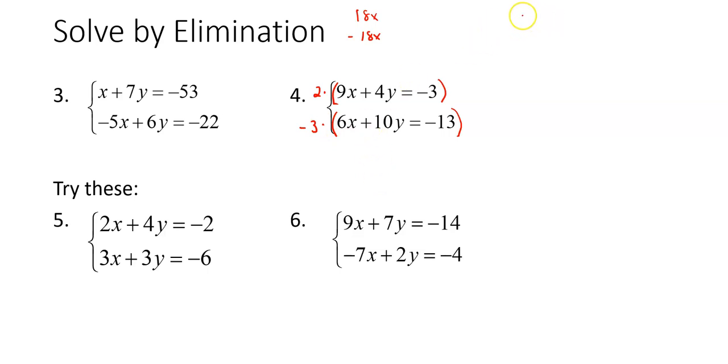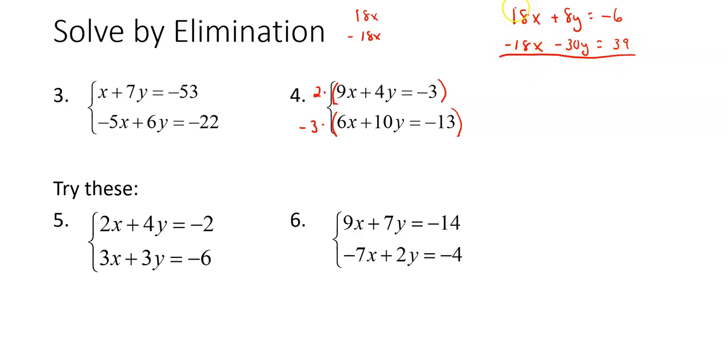So if I multiply the top row by 2, bottom row by negative 3, it looks like I'll get rid of my x's. So 2 times 9 is 18, so I get an 18x. Don't forget, now everything is multiplied by 2. 2 times 4 is 8, so plus 8y. 2 times negative 3 is negative 6. Down the bottom row, negative 3 times 6 is negative 18. Negative 3 times 10 is negative 30. Negative 3 times negative 13, positive 39.